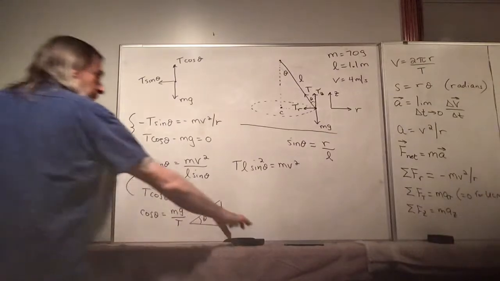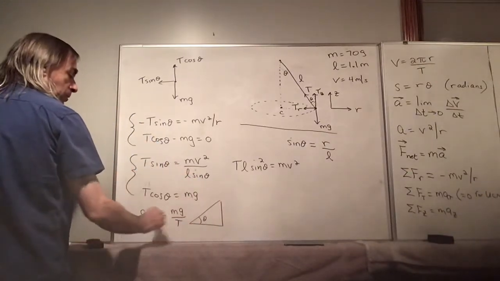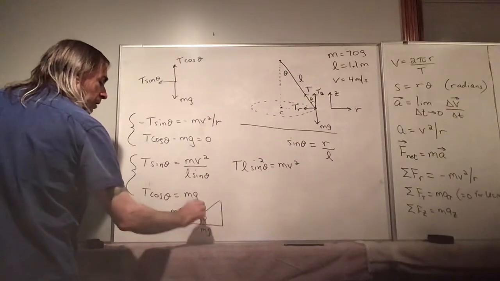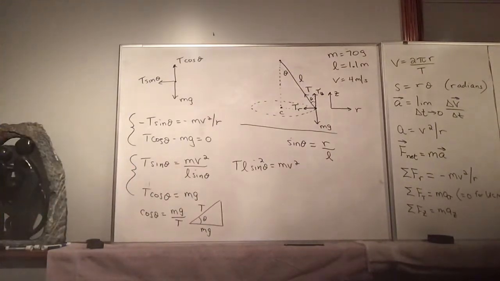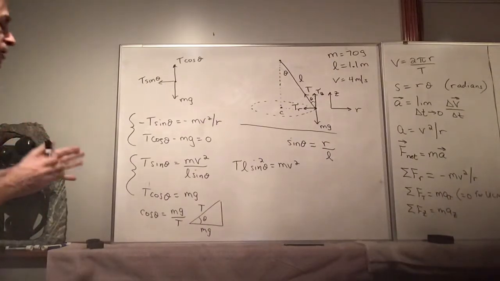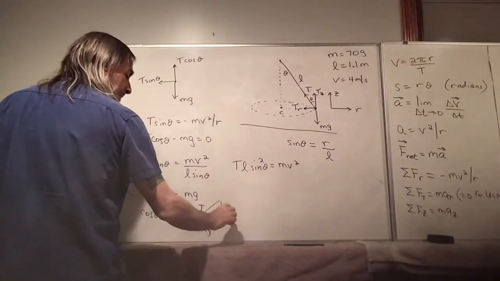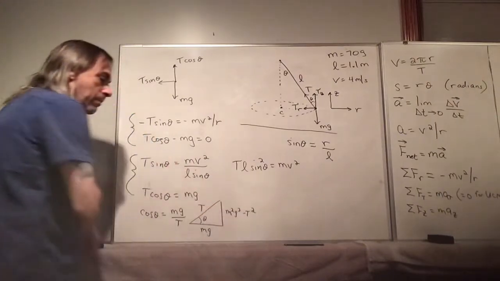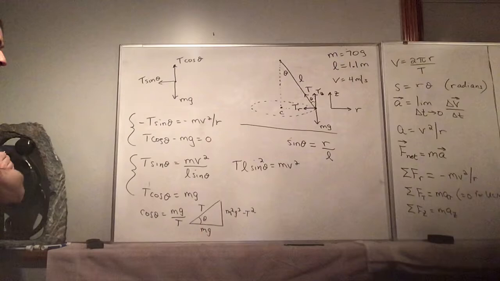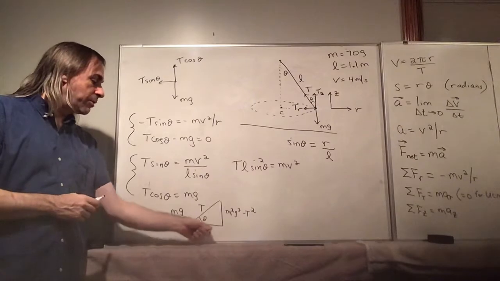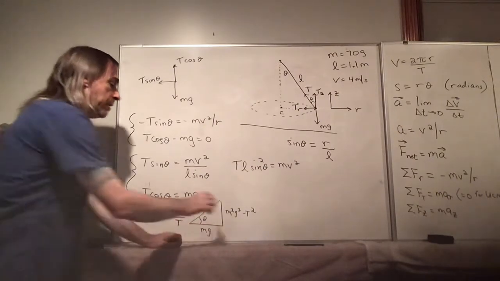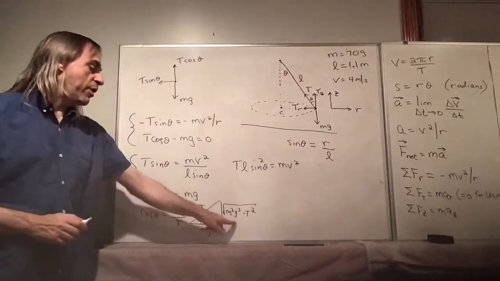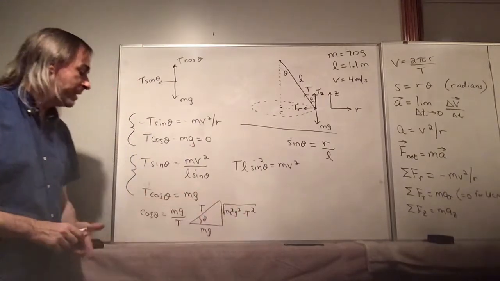So here's theta. Cosine of theta would be mg over T, like this. And what we can do is use the Pythagorean theorem and find that the other side would be the square root of, if we square this side, we get m squared g squared, and then if we square this side, we get T squared minus m squared g squared.